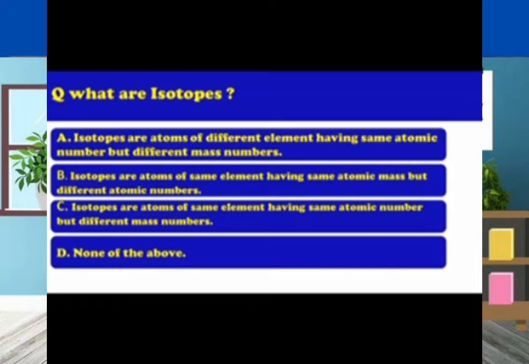When we take two atoms, their atomic numbers will be same and the mass number will be different. Those atoms are called isotopes. So here the C is the correct answer. Students should study the definition of isotopes. The definition of isotopes is isotopes are atoms of same elements having same atomic number but different mass number.